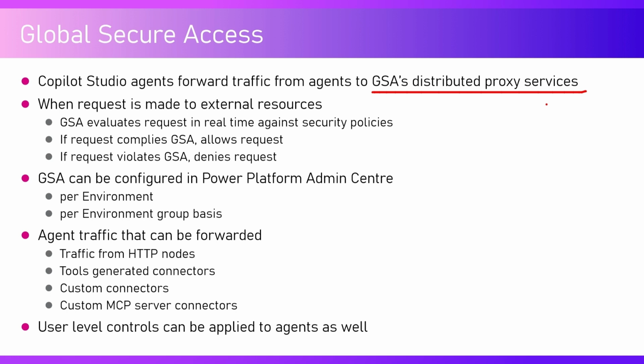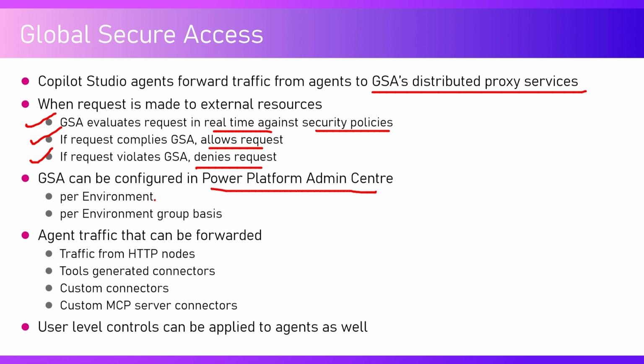Now, when a request is made to external resources, GSA evaluates the request in real time against security policies. If the request complies, GSA allows it. If the request violates policy, GSA denies it. Now, GSA can be configured in the Power Platform Admin Center, as I mentioned to you.